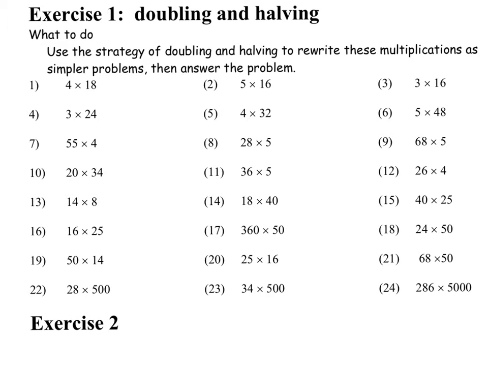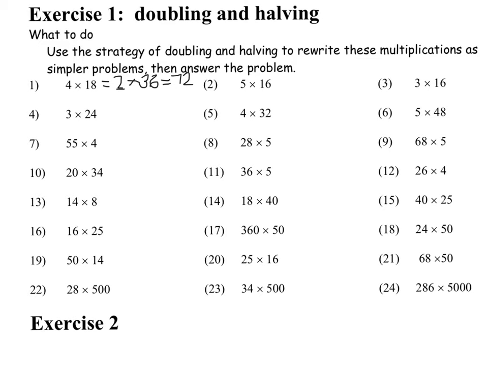Okay, students, we're talking about doubling and halving. So doubling is times 2 and halving is splitting it in half. Let's look at this first one. 4 times 18. Which one am I going to double and which one am I going to half? Well, I'm going to half 4 to be 2, double 18 to be 36. 2 times 36 is 36 doubled, which equals 72.